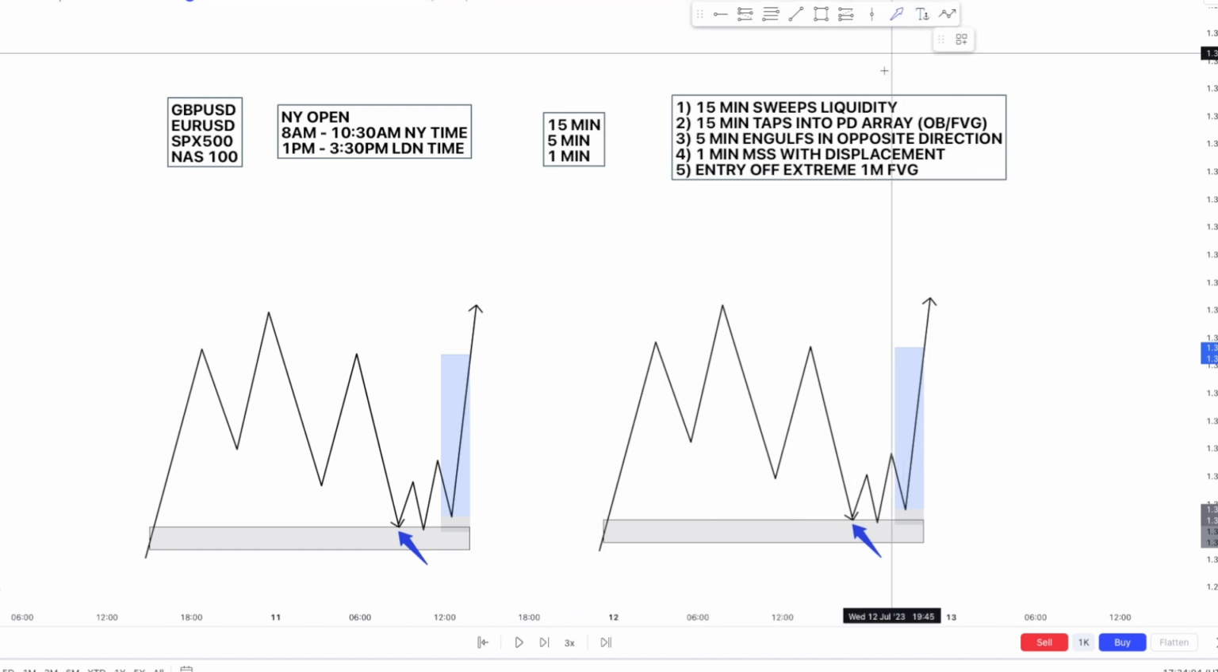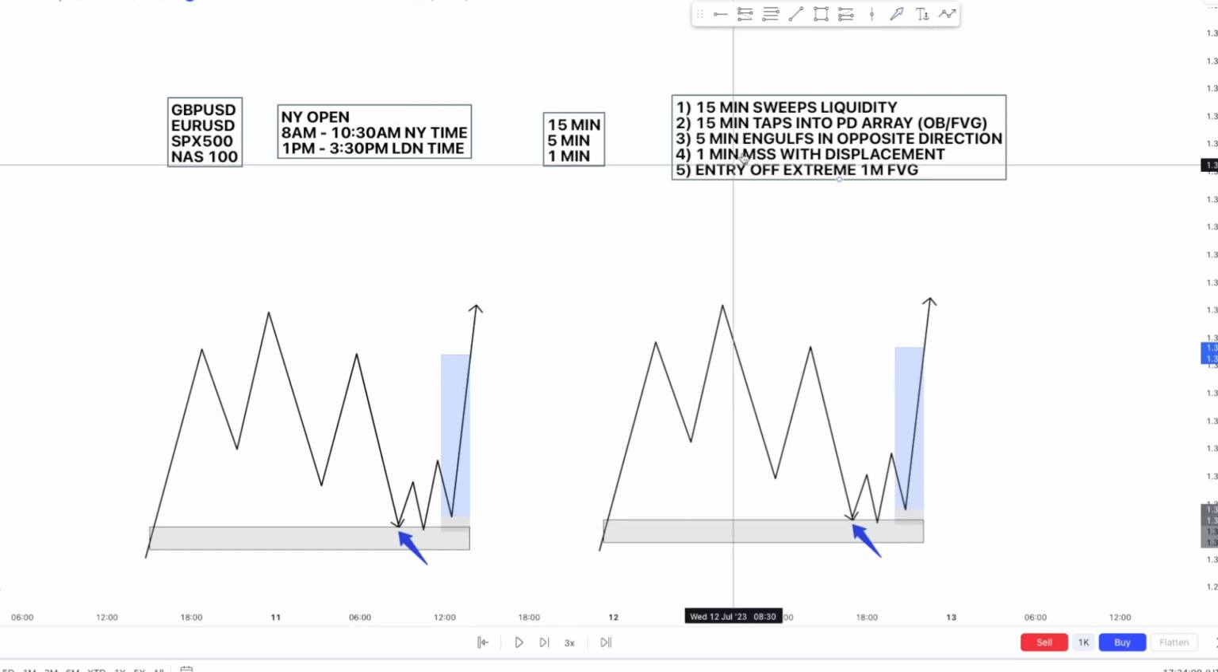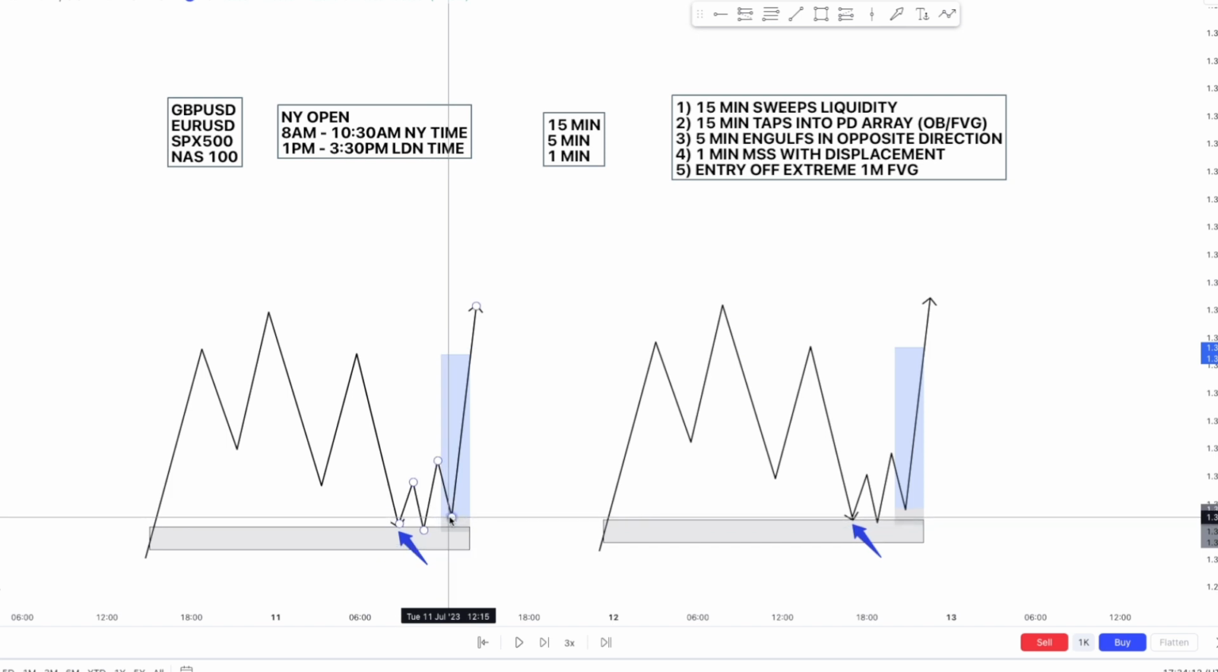So for example, when you go on the 5-minute time frame and you see the bullish engulfment candle, you go straight down to the 1-minute time frame, wait for a market structure shift with a displacement, and then enter off the extreme of the displacement leg.